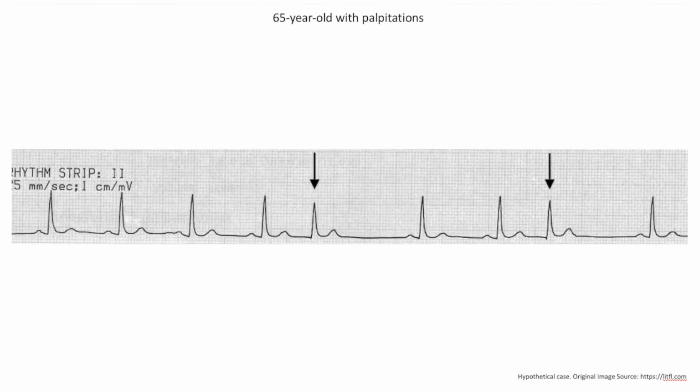The next rhythm is that of a 65-year-old who's presenting with palpitations. Notice how in the rhythm you have P waves followed by QRS complexes.